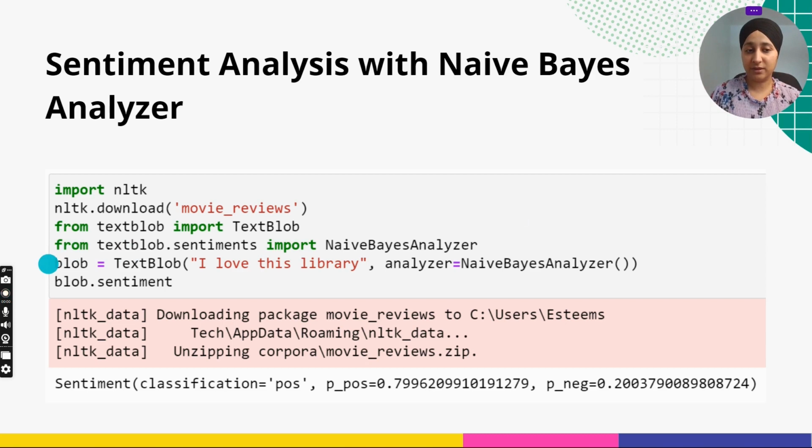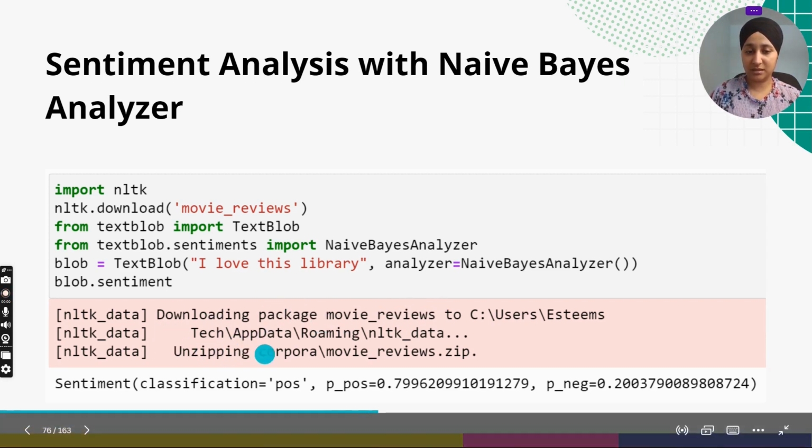So in line number 5, you can see here, blob is a variable that contains a TextBlob, which contains a sentence, I love this library. And here we are instantiating the analyzer with NaiveBayesAnalyzer. Right? So in the last line of code, blob.sentiment. Here we are actually analyzing the sentiment of the sentence, I love this library. So now you can see it is downloading the package first of all, movie reviews, right? Now it's unzipping corpora, that's fine. Now here you can see the output in this line.